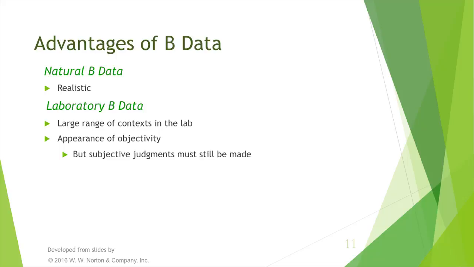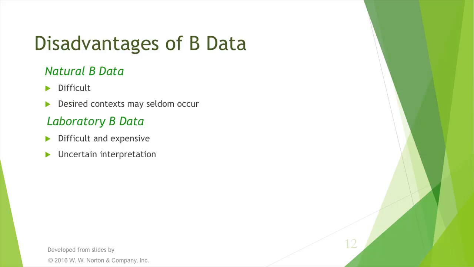One of the biggest advantages of B data is that it's based on direct observation on the part of the researcher or psychologist, and therefore has a greater appearance of objectivity with less distortion and bias, and higher reliability and precision. Still, it's worth remembering that subjective judgments still need to be made, as definitions of behavior and interpreting degrees of certain behaviors can be tricky.